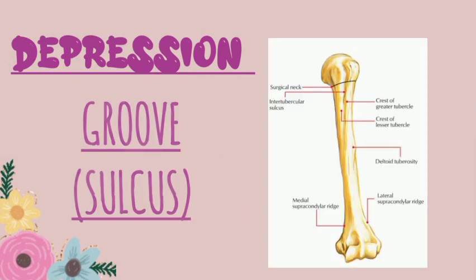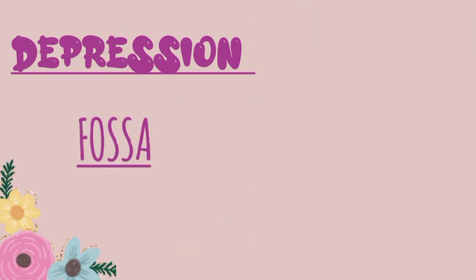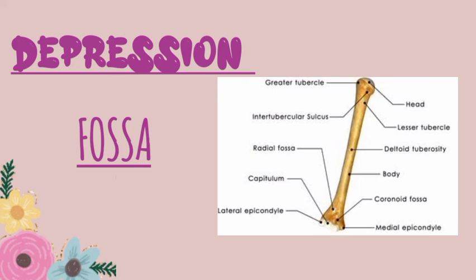Another kind of depression present on the bones is called a groove or the sulcus. Here again on the humerus bone you can see the intertubercular sulcus, which is also called the bicipital groove, a depression which provides space to avoid compression of the adjacent muscle. Now the last type of depression found on the bone is a fossa. Let's take a look at the humerus bone again. At the lower end you can see the coronoid fossa. The fossa is a shallow depression in the bone surface.